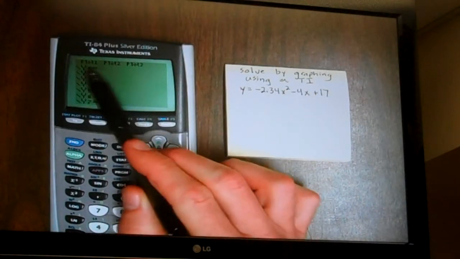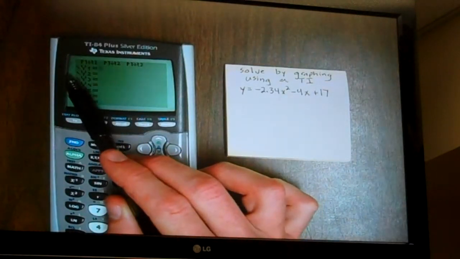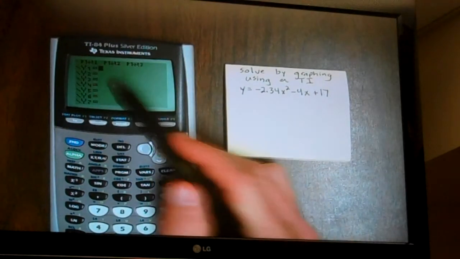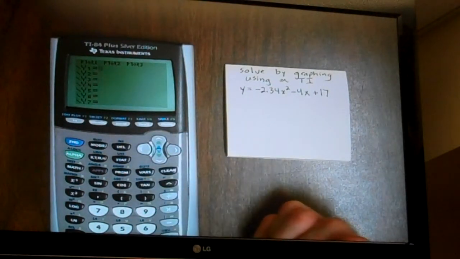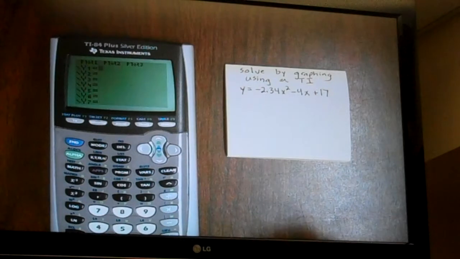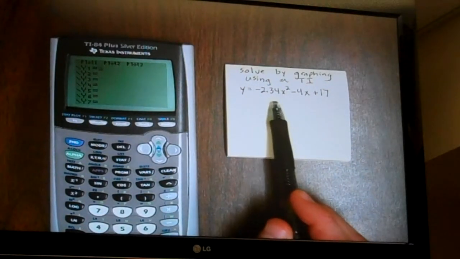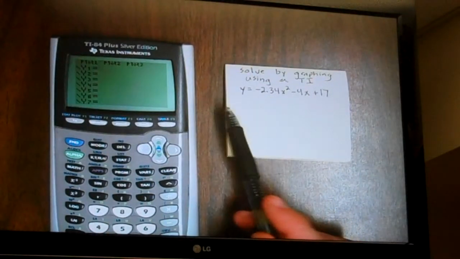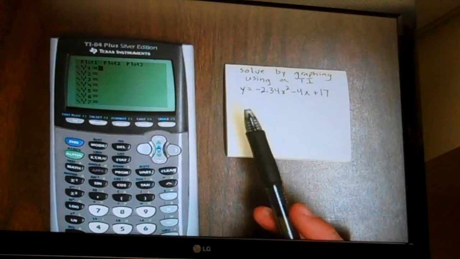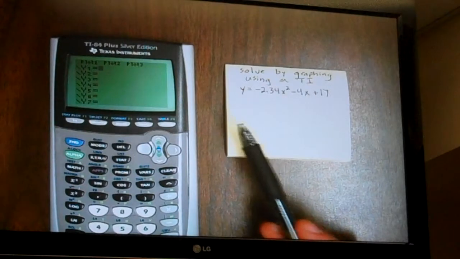I want to put my equation into y1. It just means the first equation. These calculators are nice. They allow you to put in a lot of equations at once if you want to. Here's my equation, this negative 2.34. Anytime I see a decimal like that, I'm probably not going to use one of my other methods because they're just going to get pretty messy.